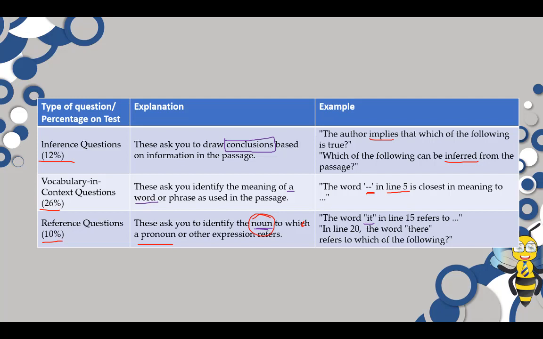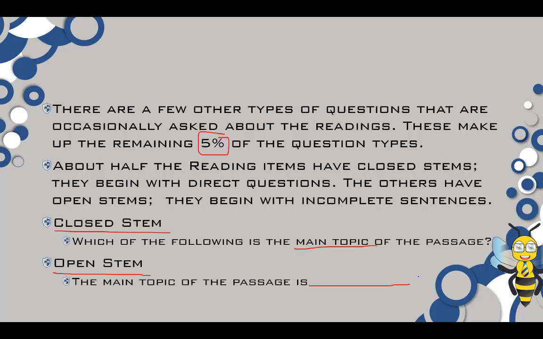Also you could find something like, in line 20, the word there refers to which of the following. So there are a few other types of questions that occasionally ask about the ratings. They are not very common. These make up the remaining 5% of these questions, so only 5% might be a different type of question.